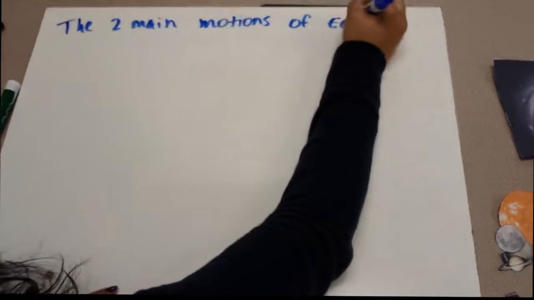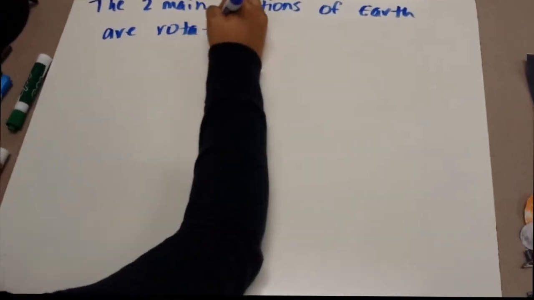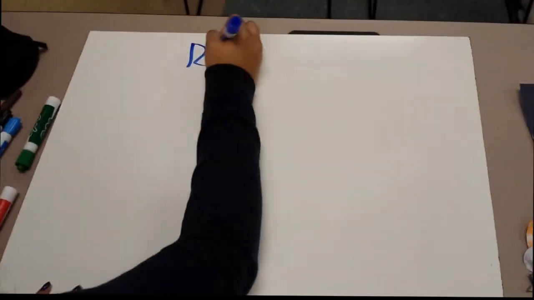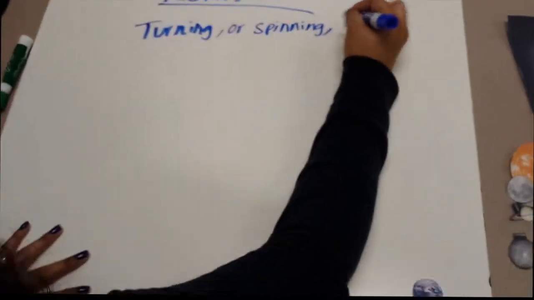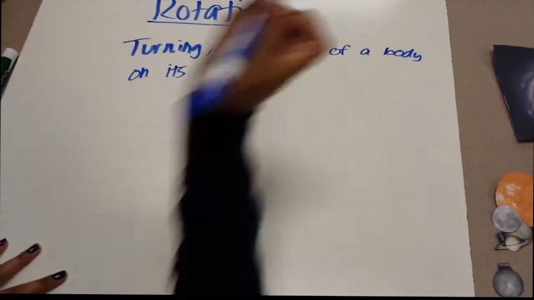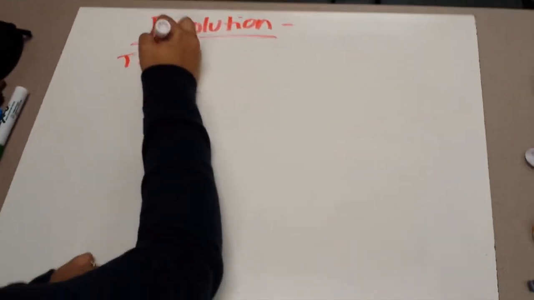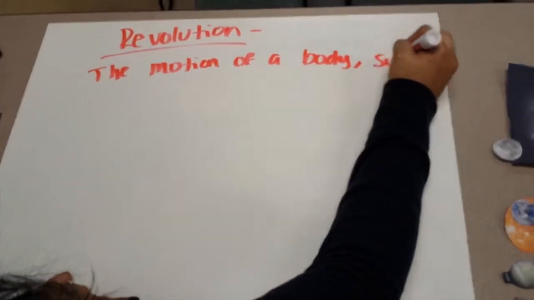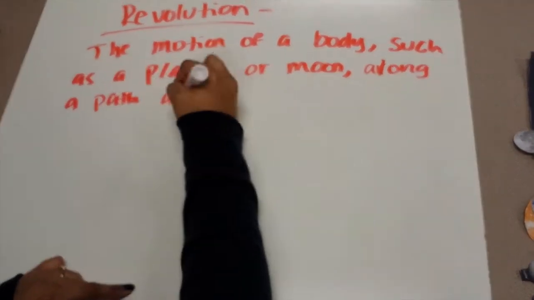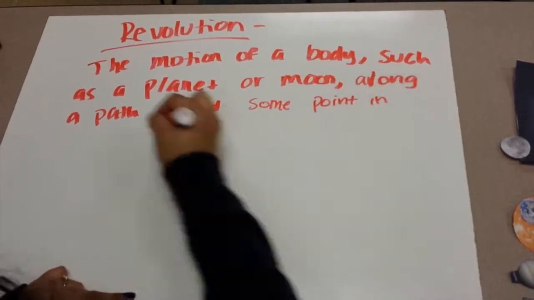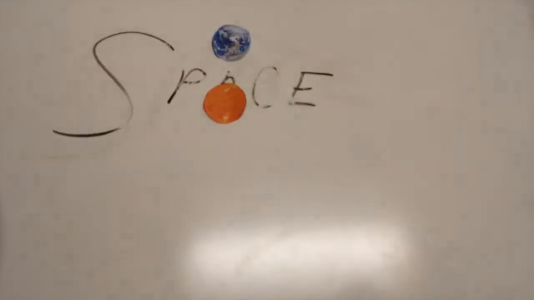Now, the two main motions of Earth are rotation and revolution. Rotation is the turning or spinning of a body on its axis, and you can see how the world is kind of spinning around. And then revolution is the motion of a body, such as a planet or moon, along a path around some point in space. And you can see how it's kind of moving around the sun.